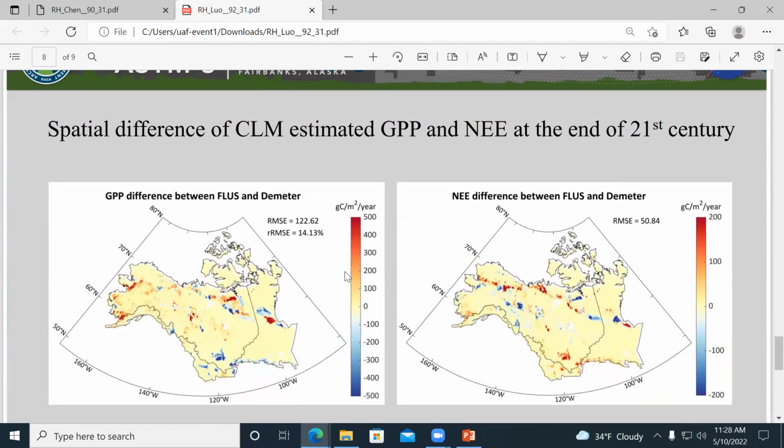But the spatial differences of CLM estimated GPP and NEE are large. We see the GPP differences could be as large as 500 gram carbon per year at some locations, and 200 gram carbon per year for NEE.